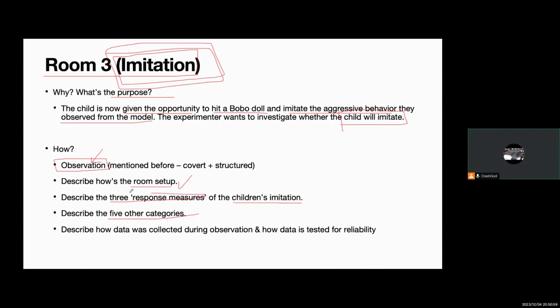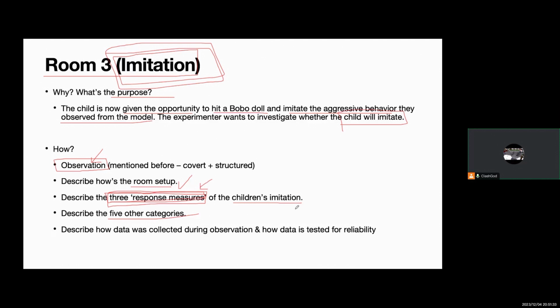This is why we need these 3 response measures. We use these response measures, or response categories, in observations to measure and define aggressive behavior. We want to categorize the child's behavior into a certain measure or category. That is what the 3 response measures and 5 other categories are for. The 3 response measures are the 3 major categories of aggressive behavior, and we'll take a more detailed look at these later on.